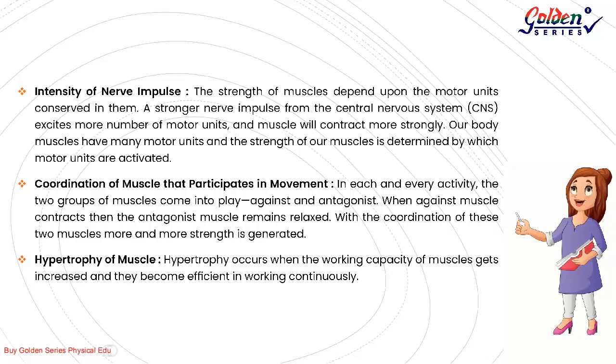Coordination of muscles that participate in movement. In each and every activity, two groups of muscles come into play, agonist and antagonist. When the agonist muscle contracts, the antagonist muscle remains relaxed. With the coordination of these two muscles, more and more strength is generated. Hypertrophy of muscle. Hypertrophy occurs when the working capacity of muscles gets increased and they become efficient in working continuously.